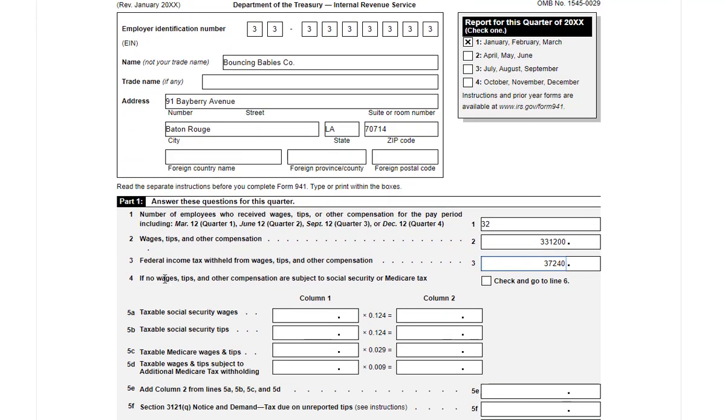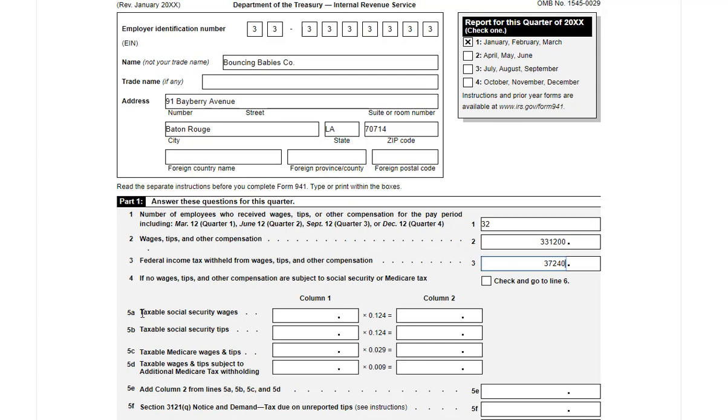Next, line 4. It says, if no wages, tips, or other compensation are subject to Social Security or Medicare tax, then check this box and go to line 6. However, compensation is typically subject to FICA taxes. Therefore, this box is rarely checked.